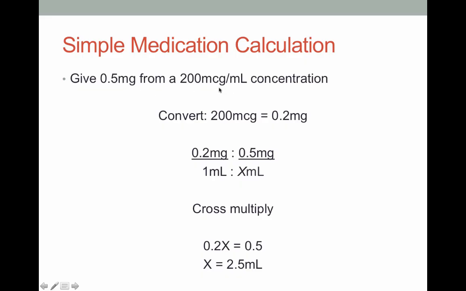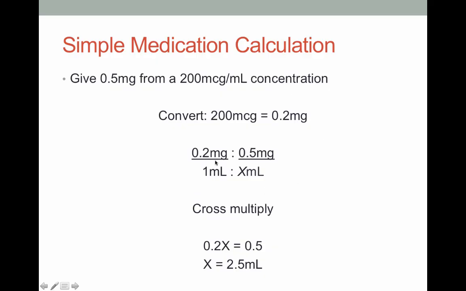So what I'm going to do is convert these micrograms into milligrams. Remember that 1,000 micrograms is 1 milligram, and this is less than 1,000, so we know it's going to be less than 1 milligram. If we end up with more than 1 milligram, we know we've done something wrong. So we're going to divide this by 1,000, and we get 0.2 milligrams. So our concentration is both 200 micrograms per milliliter, and also 0.2 milligrams per milliliter. So now we have our concentration.